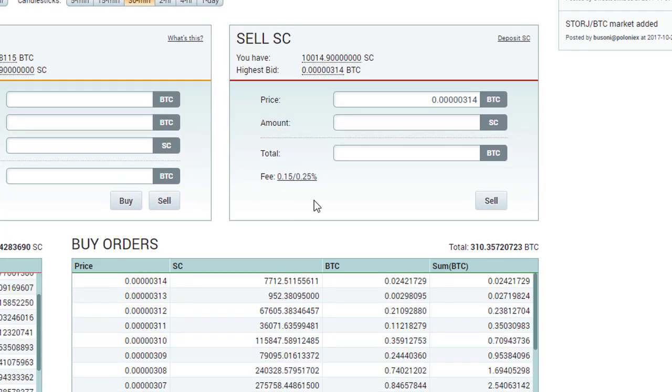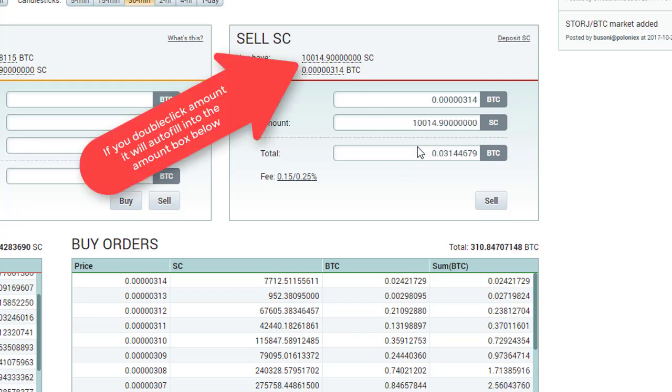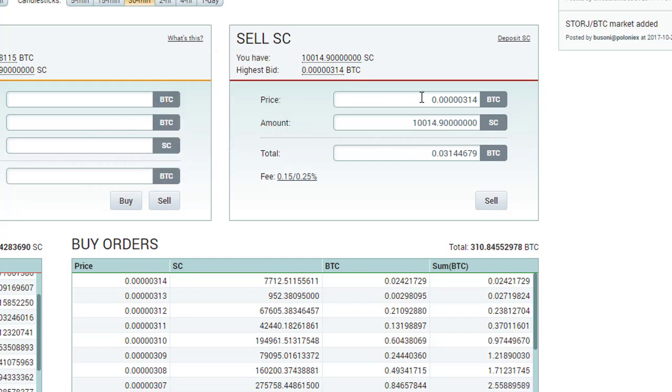So if I wanted to sell those coins, I would put in an amount. You can autofill the amount by clicking on the amount. Okay, and it's going to tell me approximately how many BTC I'm going to receive if I hit the execute button.